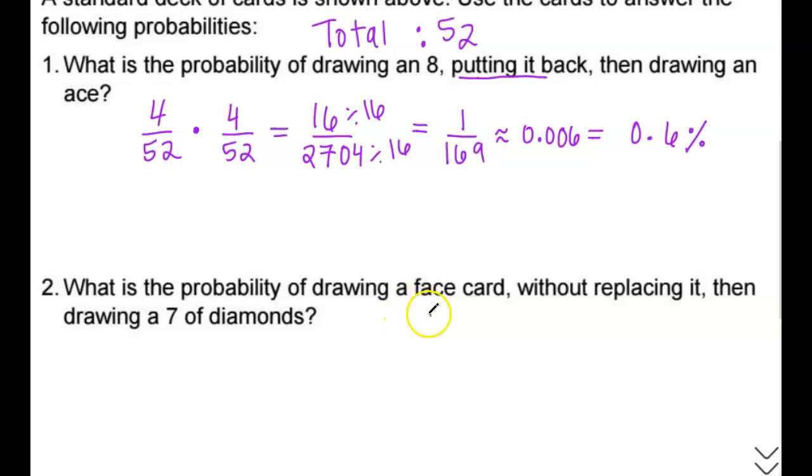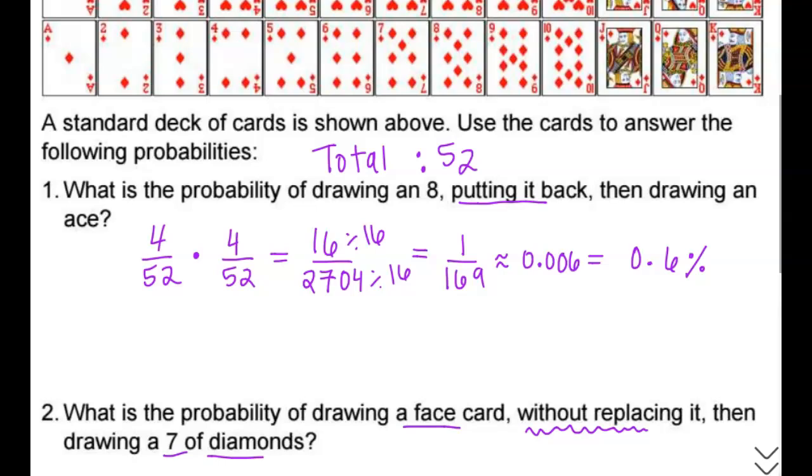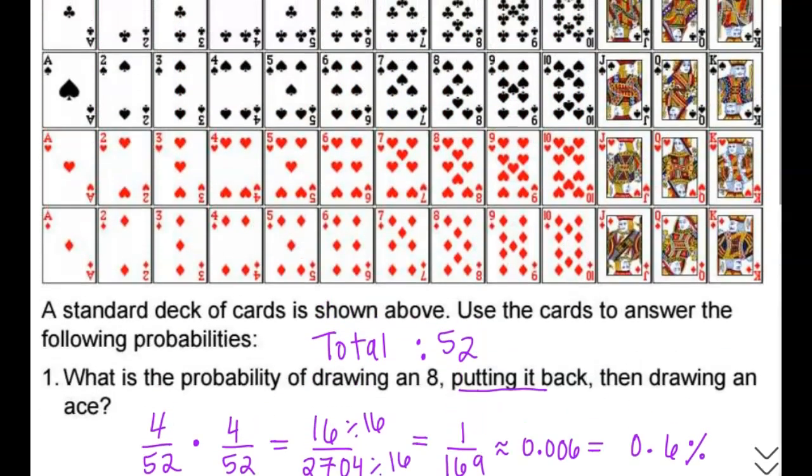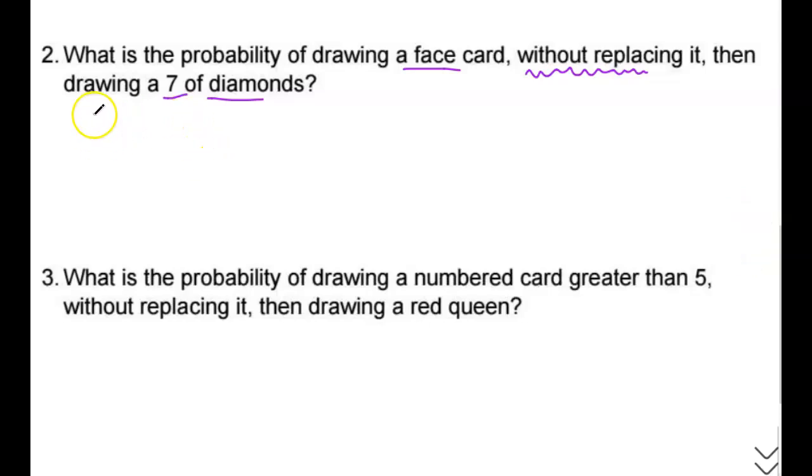All right, number 2. What's the probability of drawing a face card without replacing it, then drawing a 7 of diamonds? So how many face cards is there? Only faces. 12. Good job. 12 out of the total. What is a face card? King, queen, and jack. No ace. Ace doesn't have a face. It's different than the numbers, right? It's not a face, it's an ace.